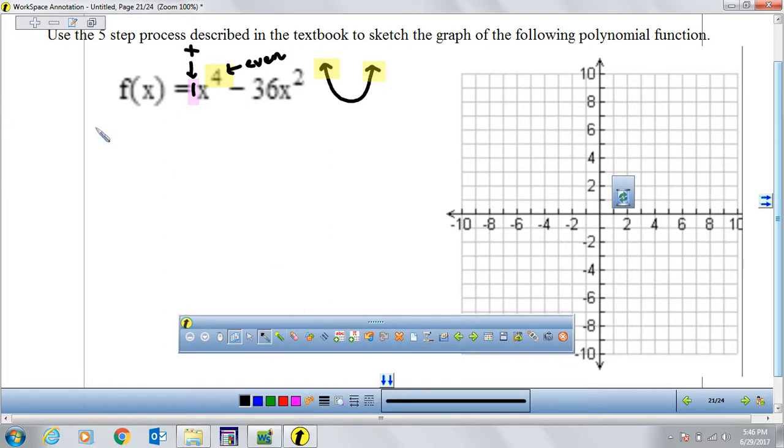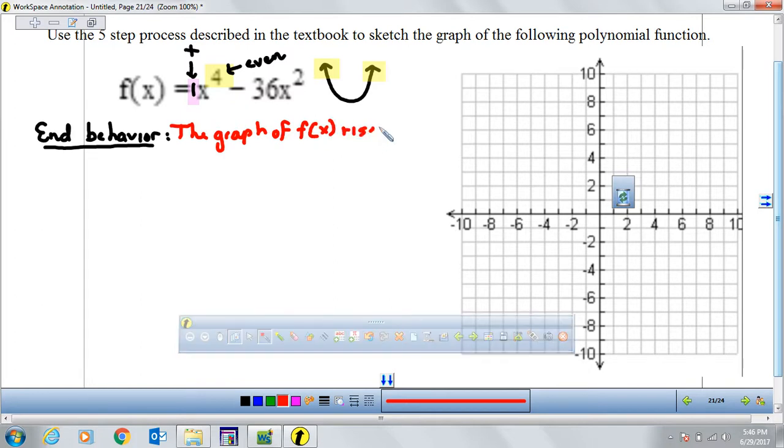So we're going to say the following. For the end behavior, we're going to say that the graph of f of x rises on the left and rises on the right.